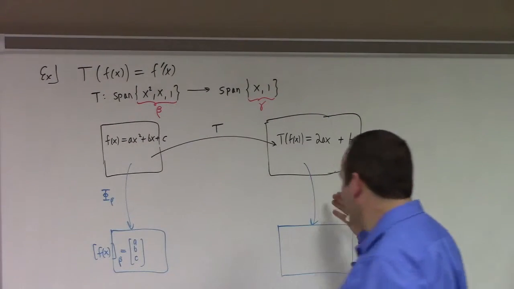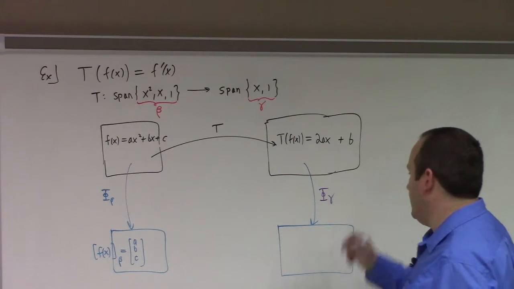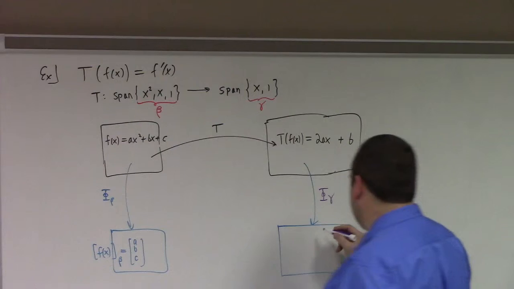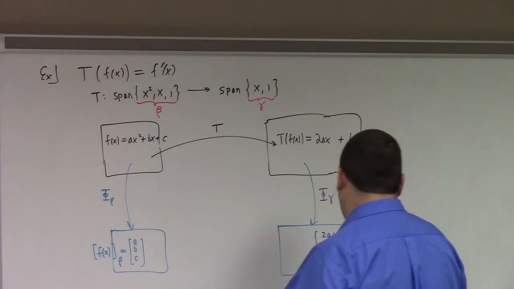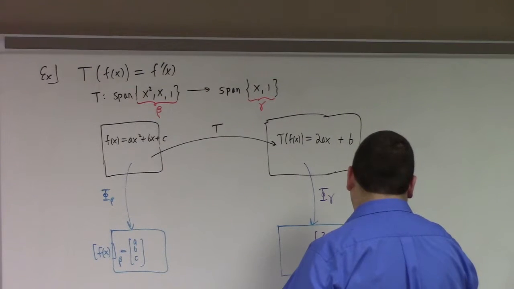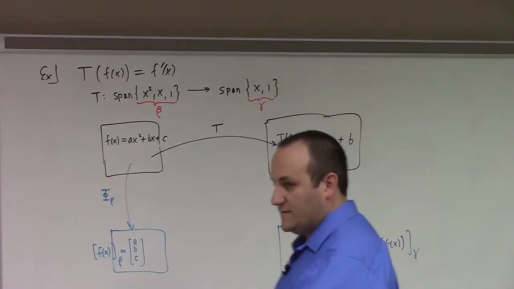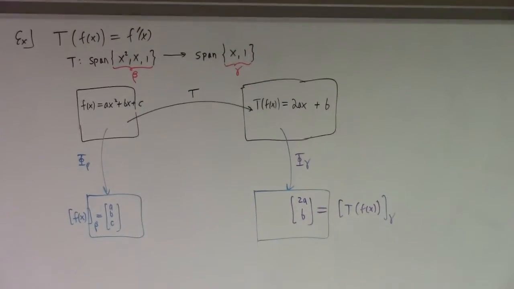Let's see here. And then let's see here. This is phi gamma what? Yeah, so you have 2a and b, right? That is, in fact, T of f of x, the coordinate vector of the image with respect to the basis of the codomain. All right?